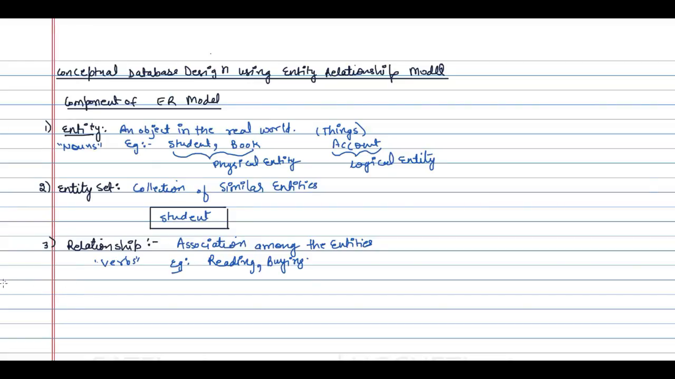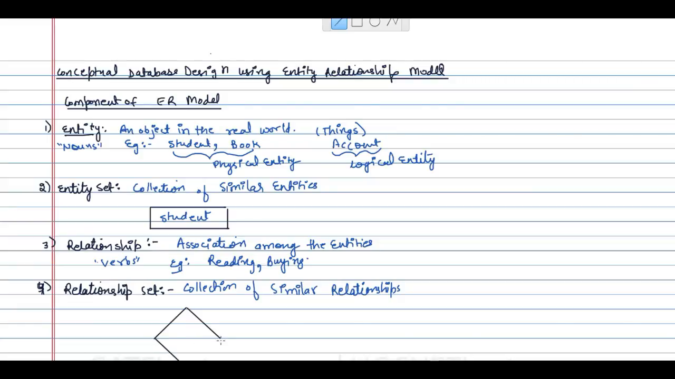And then we have something called a relationship set. What is a relationship set? A relationship set is the collection of similar relationships. These relationship sets are generally denoted by a diamond-like figure. If I draw it, it will be something like this, a diamond-like figure. For example, we have a relationship like read between book and student. So read is representing a relationship set.